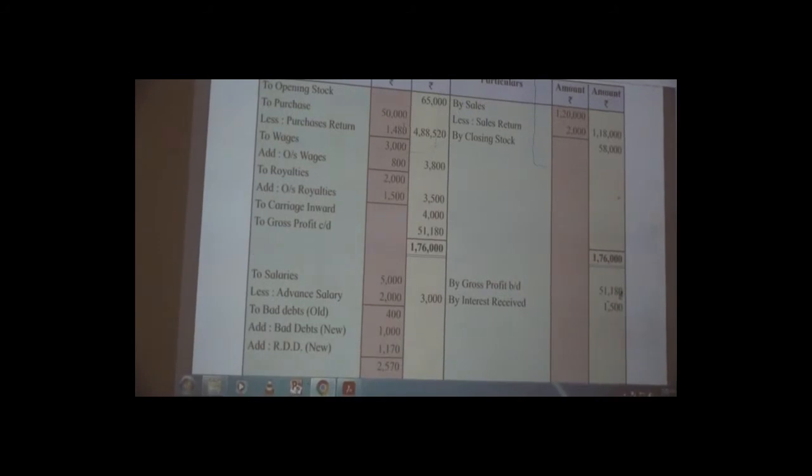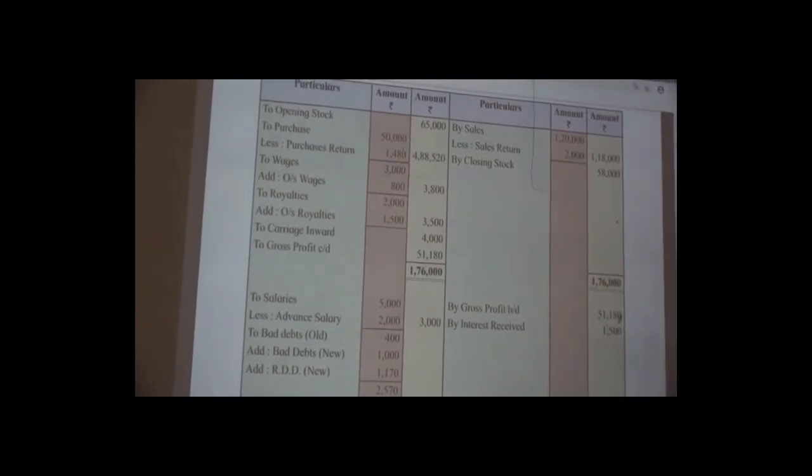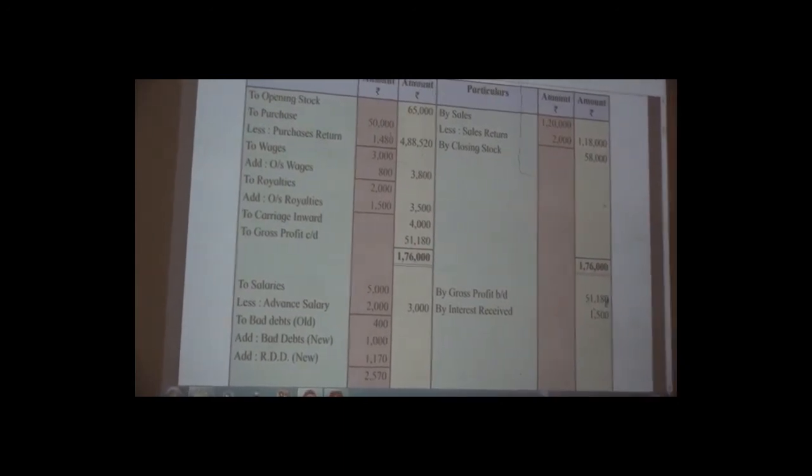Friends, make sure that you have the question in front of you. Make sure that you have the problem in front of you. Then only you can understand the solution. Okay, now I am going to explain to you the solution of illustration number 2.